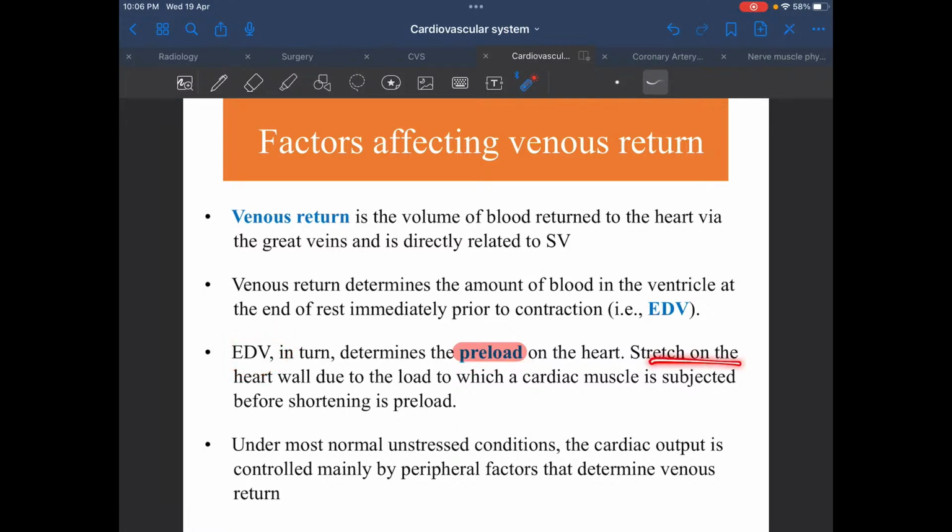The stretch on the heart wall due to the load to which a cardiac muscle is subjected before shortening is known as the preload. And after it contracts, what is it working against? That is known as the afterload, which is mainly determined by the total peripheral resistance.